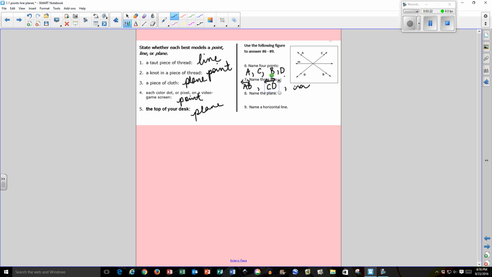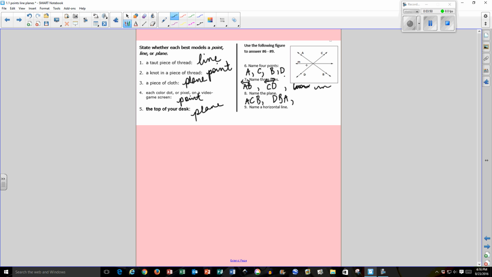So a lowercase m here. Let me make that look better. M. Name the plane. Pick 3 points that are just random, so I could call this ACB. So ACB. You could also call it DBA. Those are just 2 examples. There are more. We can talk about those in class.